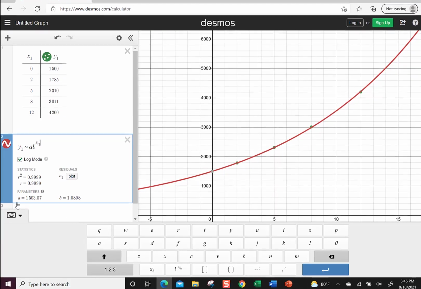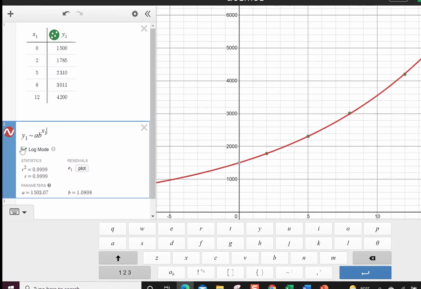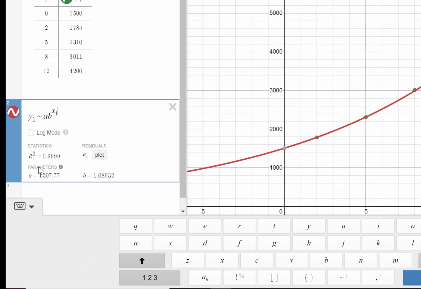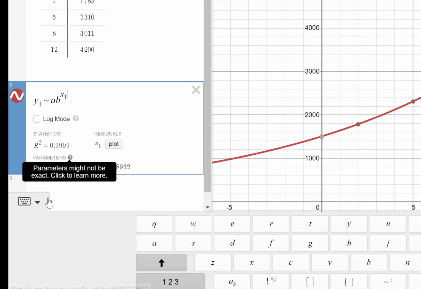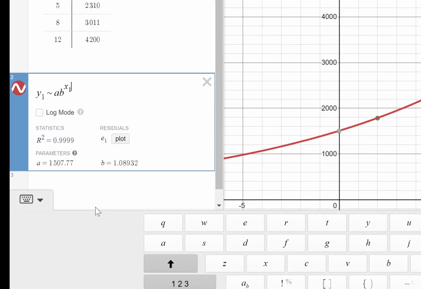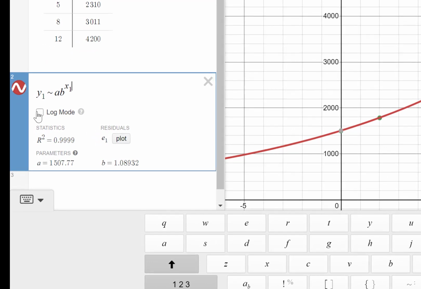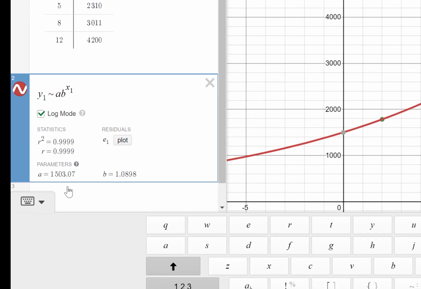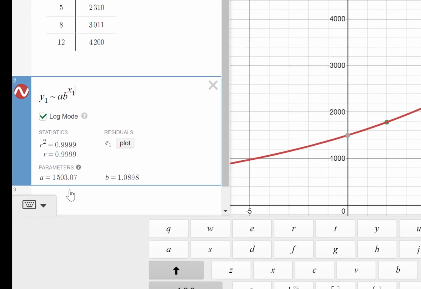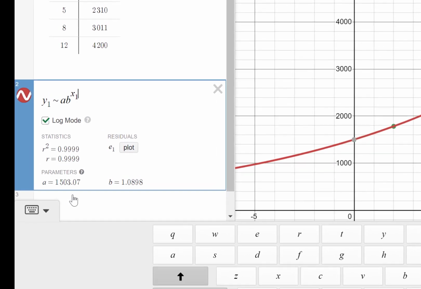Also, when I hit the log mode, it makes the R value pop up. Watch, if I take the log mode away, it only has R squared. Look at the value of A, it says 1507. When I hit log mode, the value changes to 1503. So really important that you keep that log mode on.